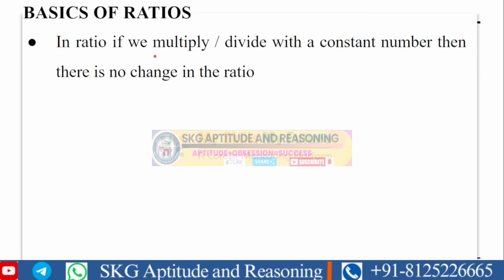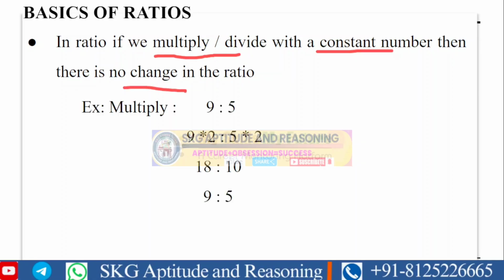Let's see some basic key points regarding ratios. In a ratio, if we multiply or divide by a constant number, so if I multiply this ratio with a constant number, there is no change in the ratio. How? Let's see. Here I have a ratio 9 is to 5. On both sides, I am multiplying this ratio with 2, and it will become what?